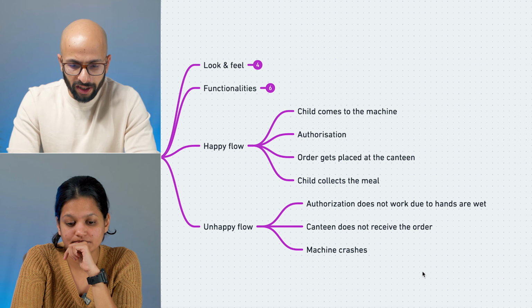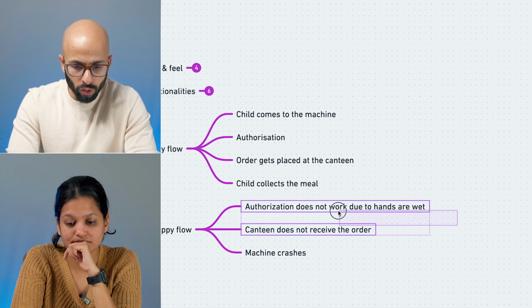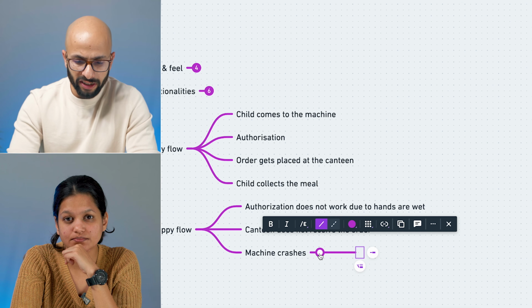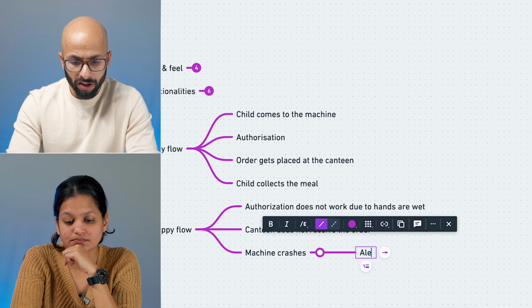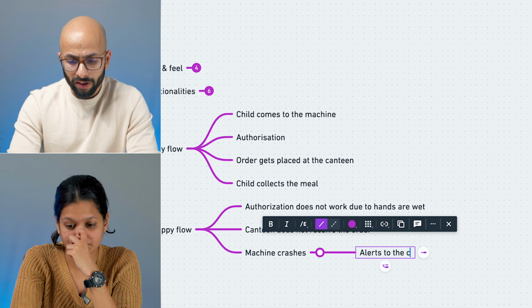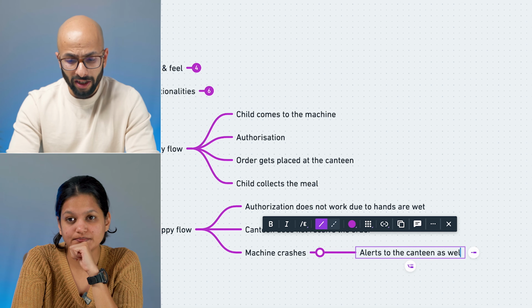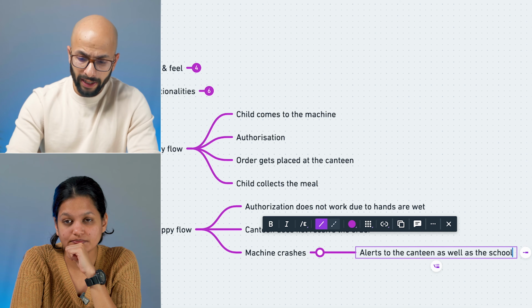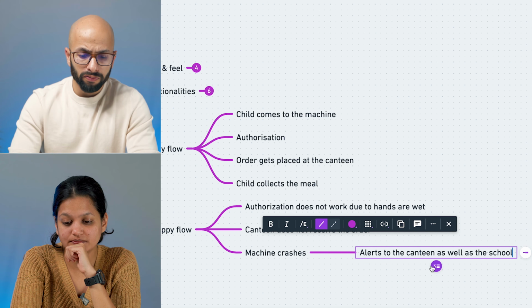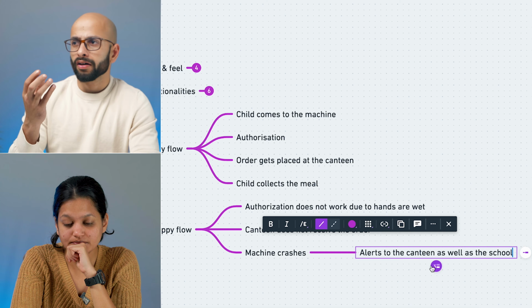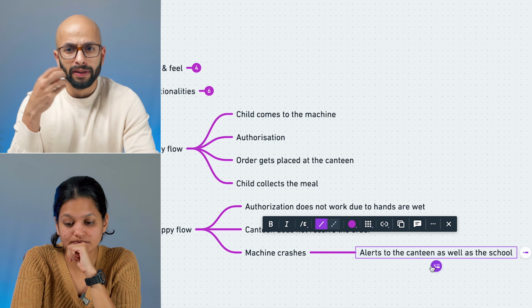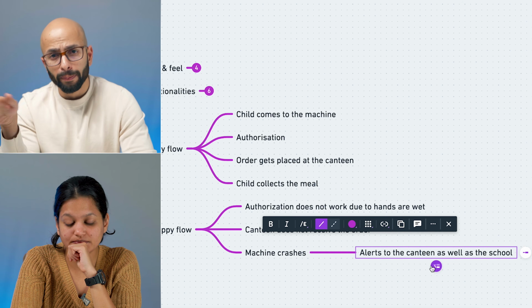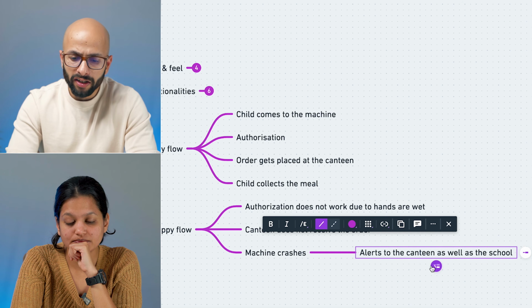If I have to prioritize, I would probably prioritize the first two, because in this case, it's probably a red scenario. Here we would just get alerts to the canteen as well as the school, right? And a smaller pool of money that can be kept for a singular day in the canteen that can then be redeemed later can be thought of, right?